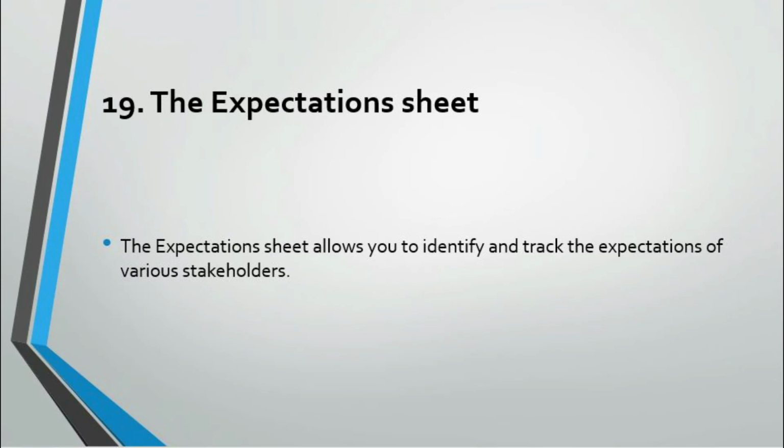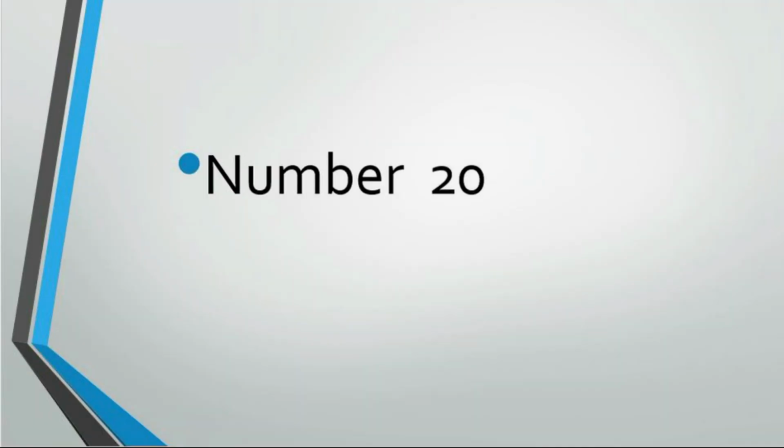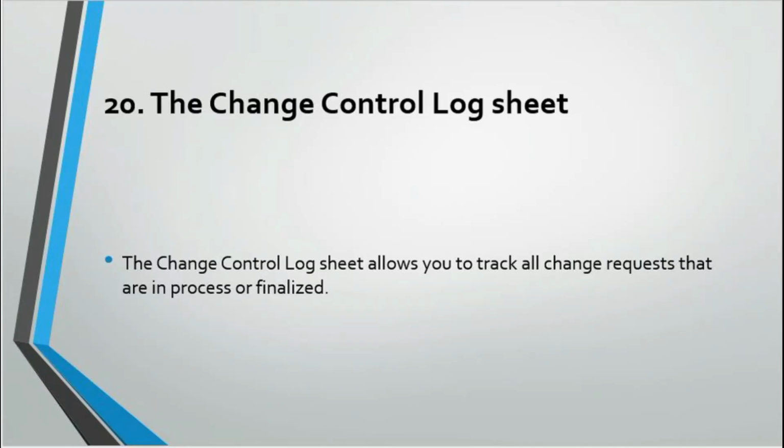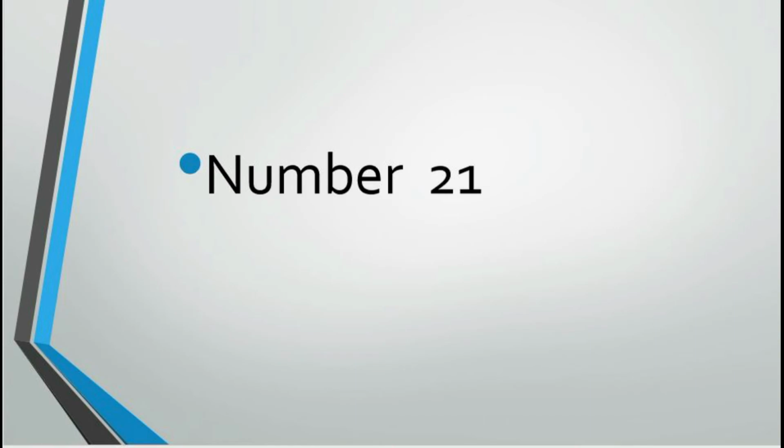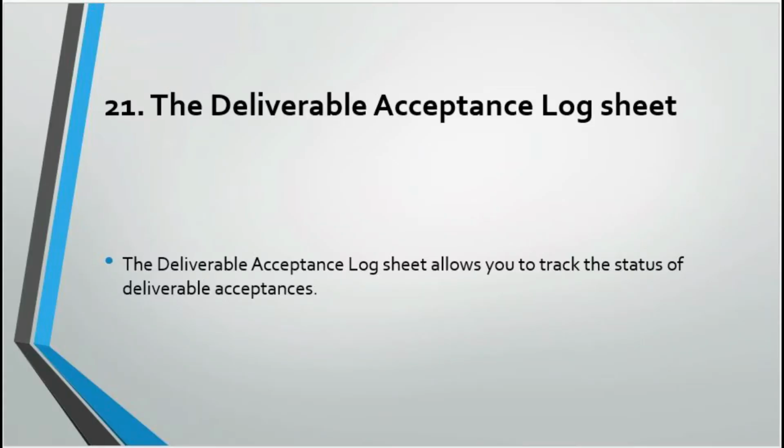So number 19 is the expectations sheet. This sheet allows you to identify and track the expectations of various stakeholders. Number 20 is the change log sheet, which allows you to track all change requests that are in process. And then number 21 is the deliverable acceptance sheet. This sheet allows you to track the status of the deliverable acceptances.